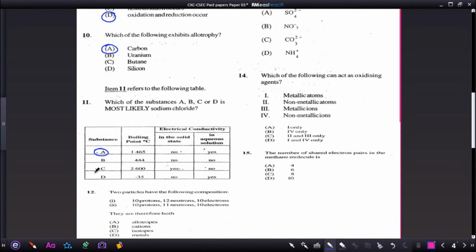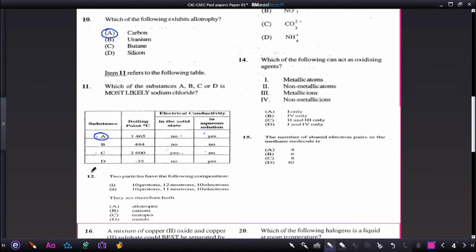Question 12. Two particles have the following composition: 10 protons, 12 neutrons, and 10 electrons; 10 protons, 11 neutrons, and 10 electrons. Right away we know that this is an isotope.